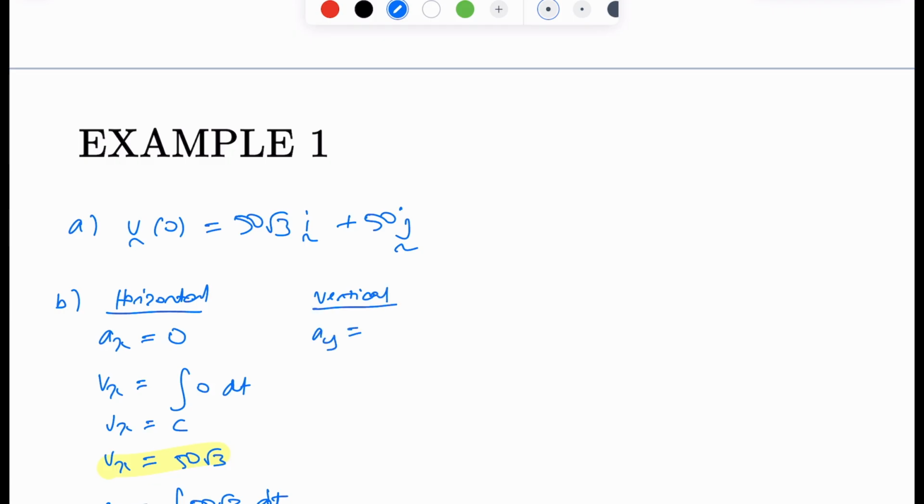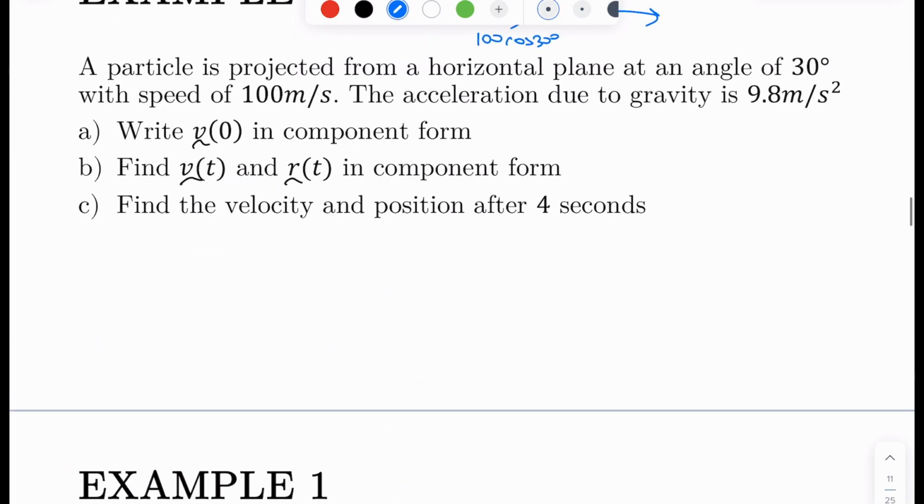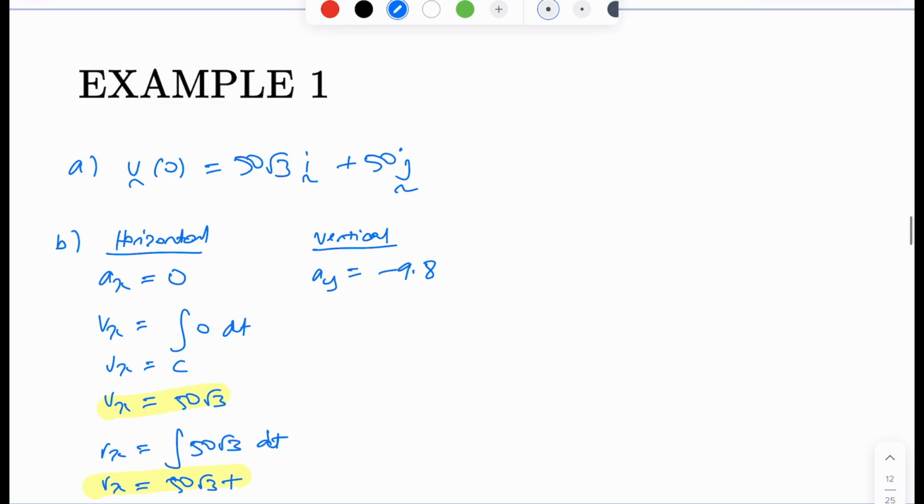They've specified that the acceleration is 9.8, but we know it's negative because it's acting in the downward direction. So my vertical acceleration is negative 9.8. My vertical velocity I can get by integrating this, so the integral of negative 9.8 dt, and if I integrate a constant, this would just be negative 9.8 t plus c.